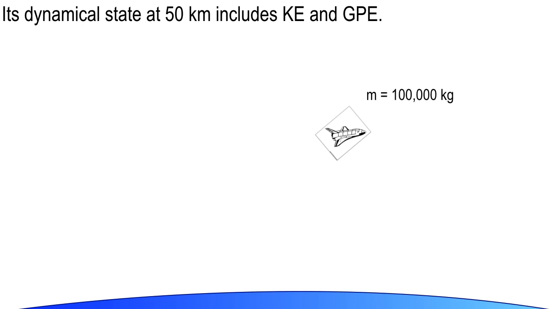Now, GPE is going to be mg times the altitude. Actually, mg times the radius from the center of the Earth, and I'll give you that in just a second. So mass, 100,000 kilograms, that's 100 metric tons, roughly. And Mach 9.1 is about 3,130 meters per second. So that's about 3 kilometers a second. Whoa.